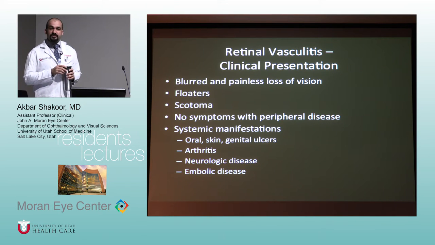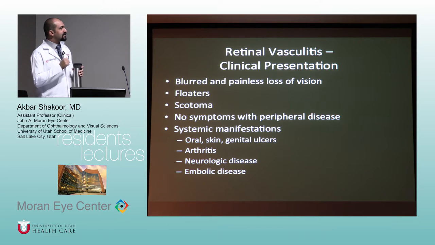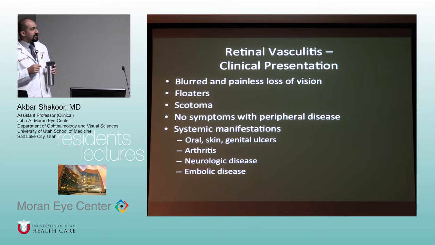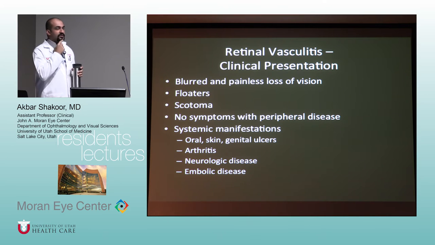Now we call it GPA here. Wegener was a Nazi. He injected people with as much oxygen as he thought they could tolerate in Poland. And there was a bunch. But anyway, therefore we no longer call it Wegener's, we call it granulomatosis with polyangiitis.